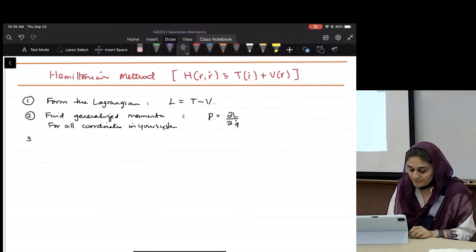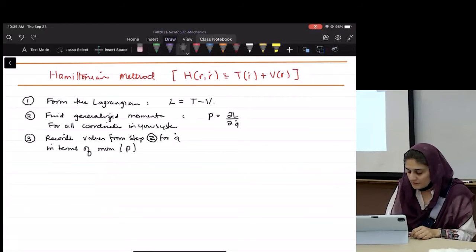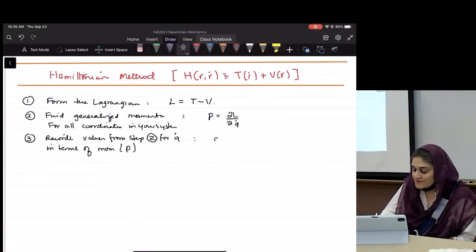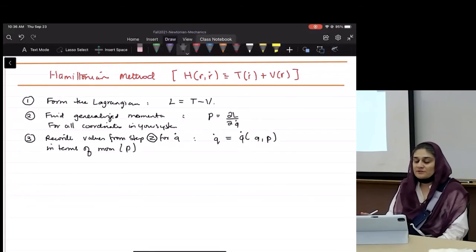Number three: rewrite values from step 2 for Q dot in terms of momentum, which means what I'm asking you is to find Q dot as a function of Q and P as needed. Mostly it's going to be a function of P.